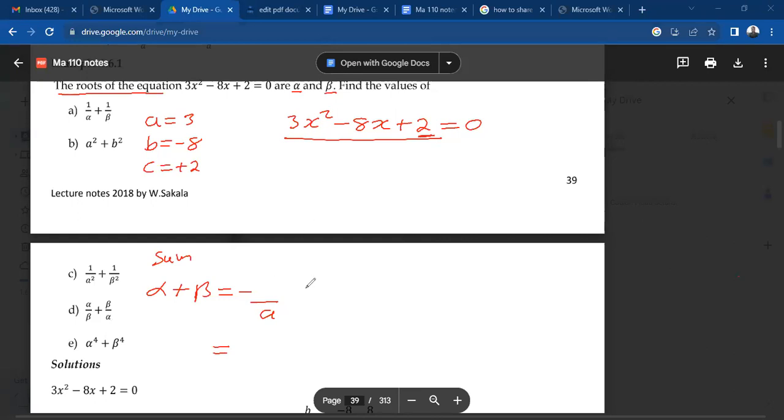So we said alpha plus beta is negative b over a. That's what we found. Alpha plus beta is negative b over a. This is the sum. So before you start answering this question, the question is: the roots of the equation 3x squared minus 8x plus 2 is equal to 0.